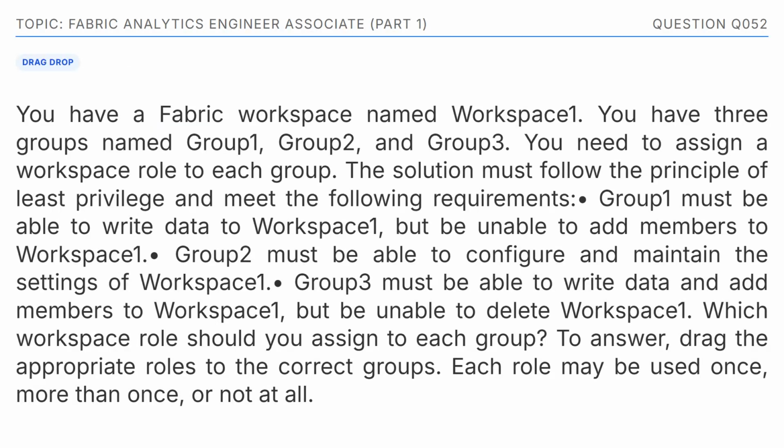You have a Fabric workspace named Workspace 1. You have 3 groups named Group 1, Group 2, and Group 3. You need to assign a workspace role to each group. The solution must follow the principle of least privilege and meet the following requirements. Group 1 must be able to write data to Workspace 1, but be unable to add members to Workspace 1. Group 2 must be able to configure and maintain the settings of Workspace 1. Group 3 must be able to write data and add members to Workspace 1, but be unable to delete Workspace 1.